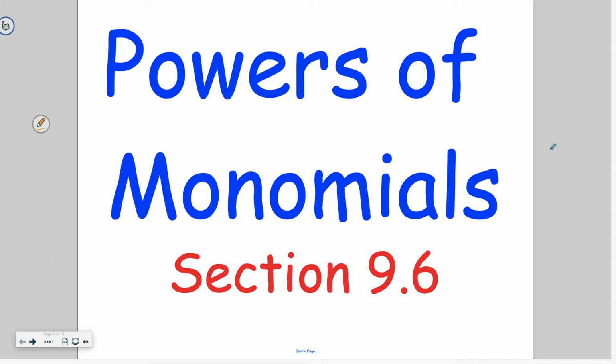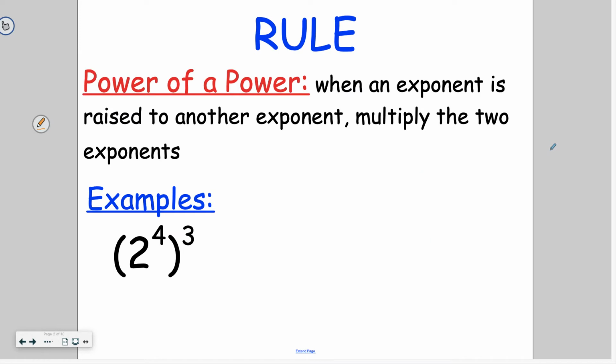Hello class, and welcome to section 9.6, which is about the powers of monomials. By the end of today's lesson, you will be able to identify and use the different rules for powers within monomials. Our first rule is going to be power of a power.